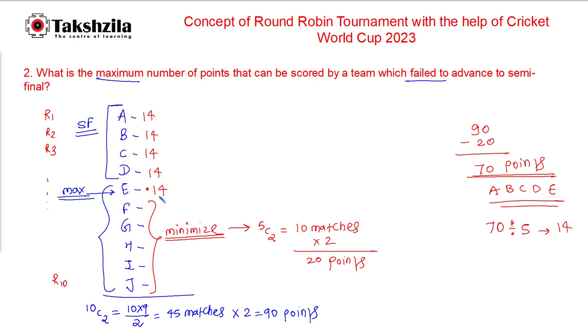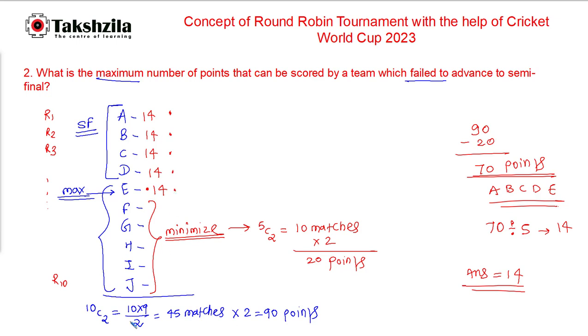And by using the better run rate, A, B, C, D become the top 4 teams, they will play the semi-final, and because of the lower run rate, E will not qualify for the semi-final. So from this we come to know, even after scoring 14 points, means even after winning 7 matches out of 9 matches, a team cannot play the semi-final. Even after scoring 14 points, a team cannot play the semi-final. The answer of this question is 14. So over here you can see that A, B, C, D, E, these 5 teams won 7 matches individually.